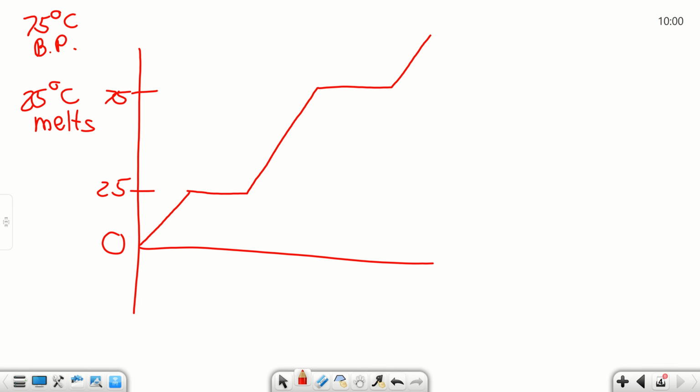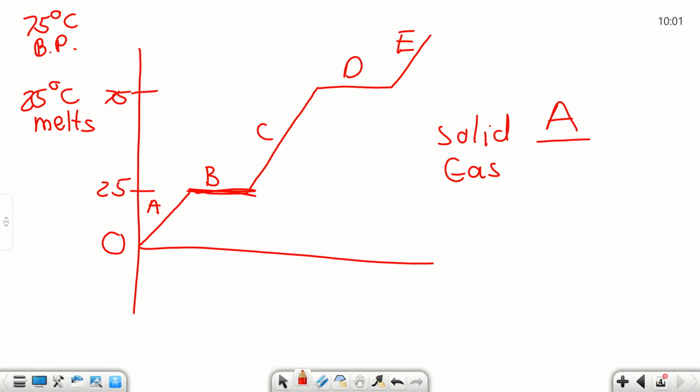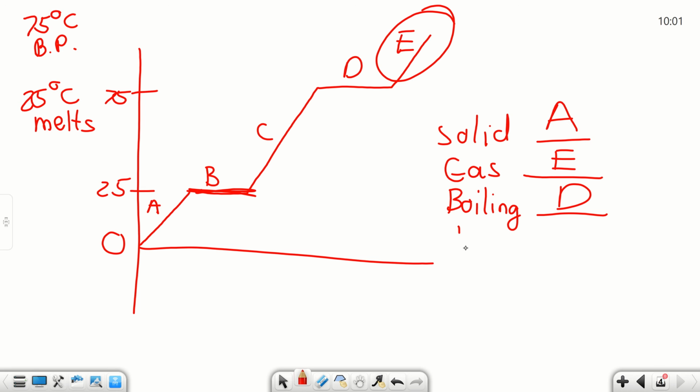And I could go, where's a solid? If I label this A, B, C, D, E. Which letter represents solid? Solid is at A because B is the melting point. Anything below the melting point is solid. Where is the gas? The gas occurs at E. That's where it's above the boiling point. Where does boiling occur? Boiling's occurring at D. Where is liquid? Liquid occurs at C. Where is melting? Melting occurs at B.